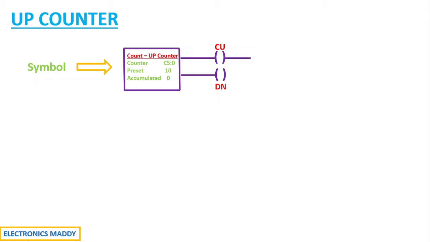Having seen the symbol, we all have to think about why it is named as up counter and what is a counter at the first place. So counter is basically a device that is used to count some values, isn't it? But why is it used in PLC programming? That is a big question.